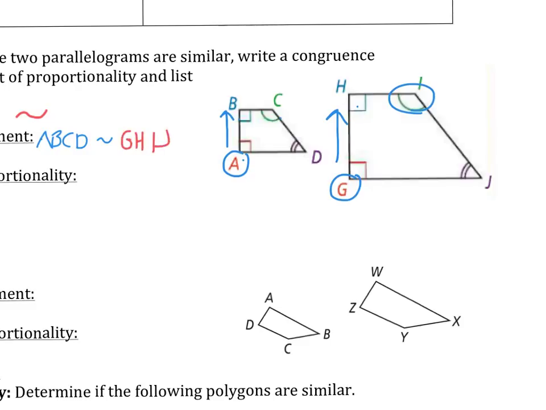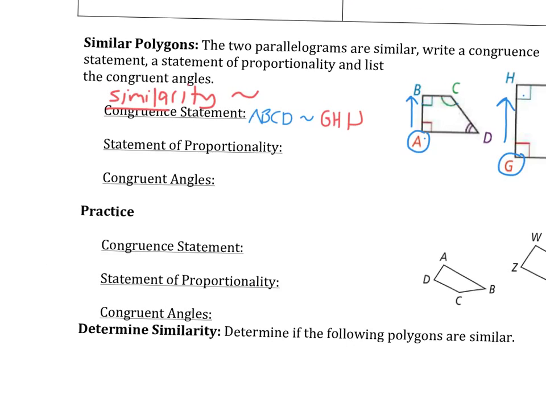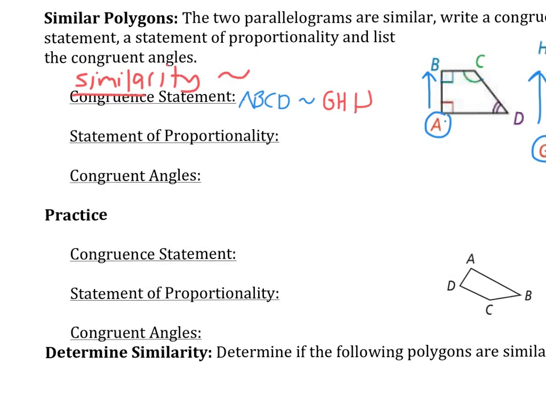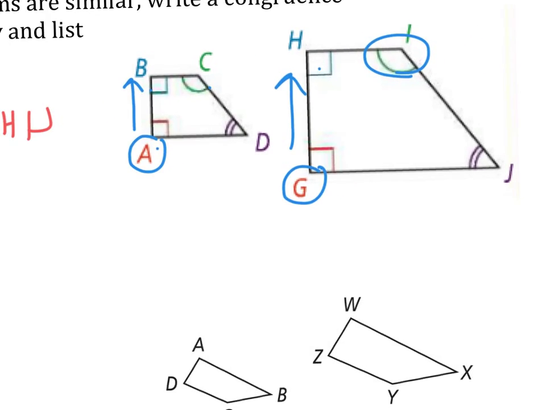So that would be a similarity statement, which is very similar to the congruent statement. Now, statement of proportionality gets a little bit crazier. This is going to be an extended proportion. Just to give you a heads up, it is so much easier when we have numbers here because there's far fewer things to write down.